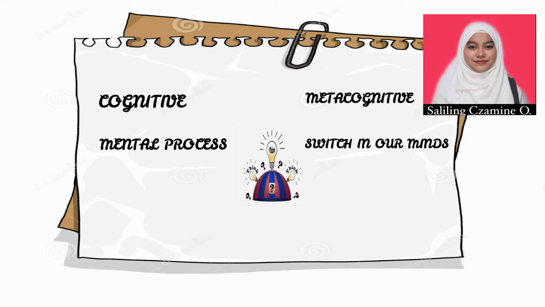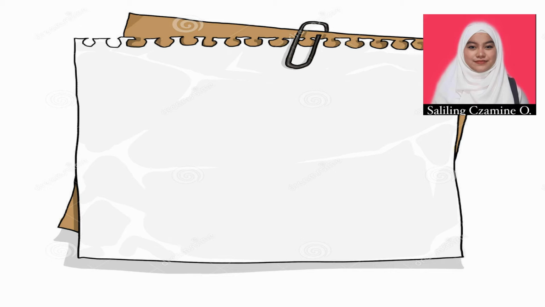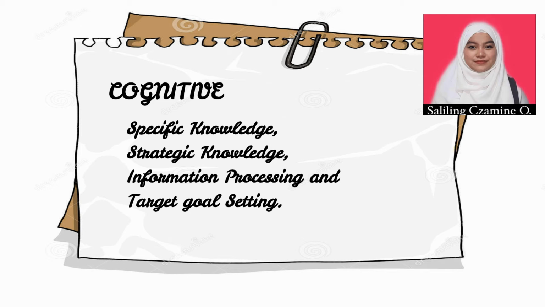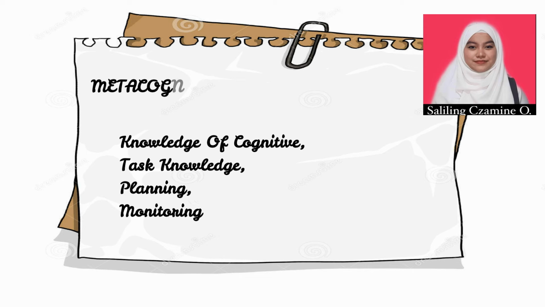So in short, cognitive factors refer to the mental processes the learners undergo as they process information, and metacognitive factors concern the way learners think about their thinking as they engage in mental tasks. Under cognitive, we have specific knowledge, strategic knowledge, information processing, and target goal setting. While in metacognitive, we have knowledge of cognition, task knowledge, planning, monitoring, and evaluating.